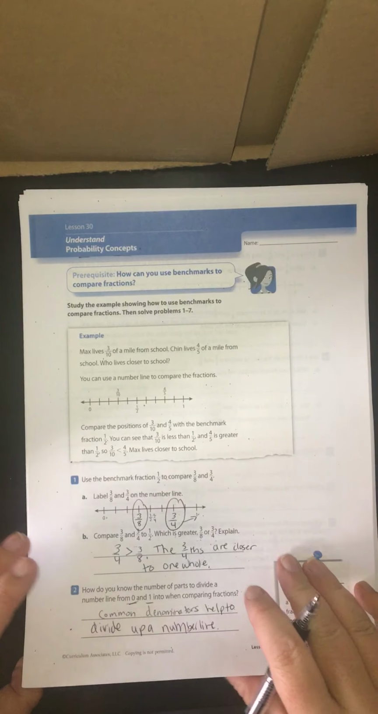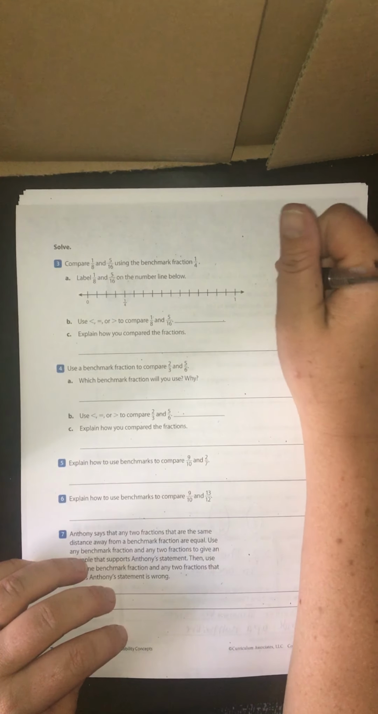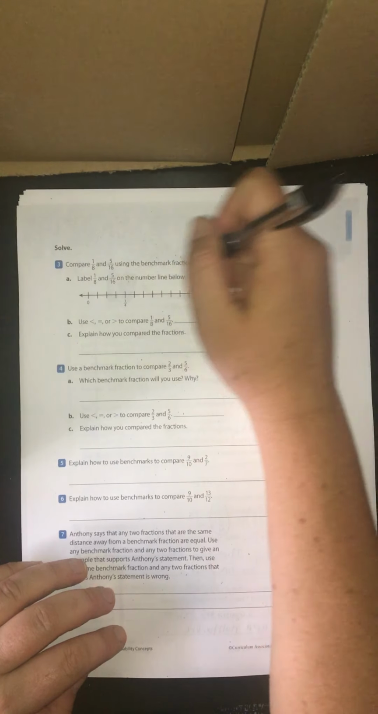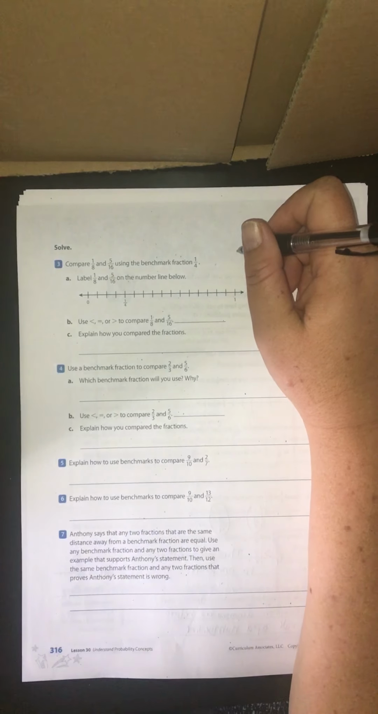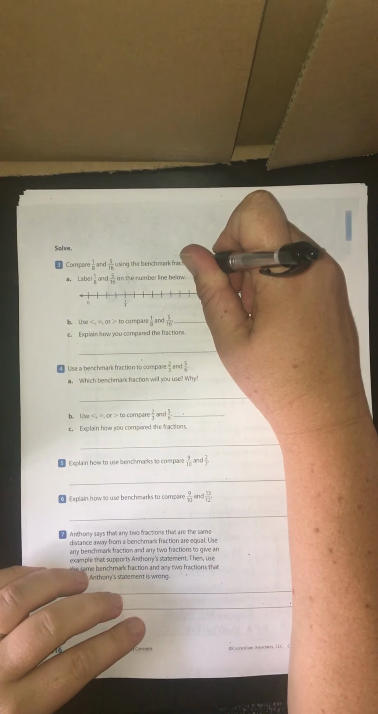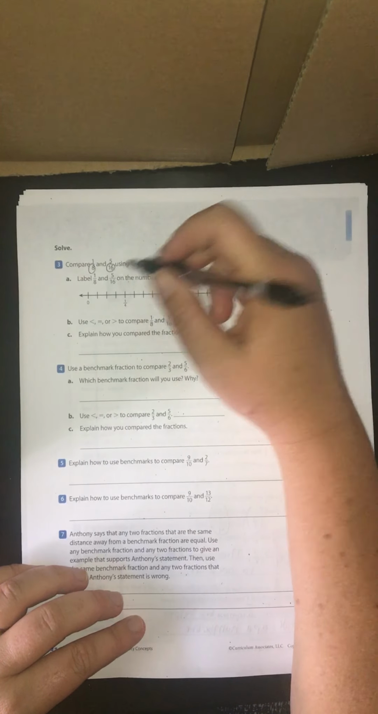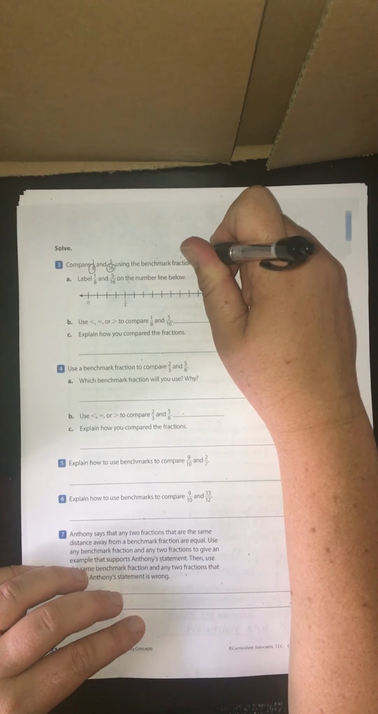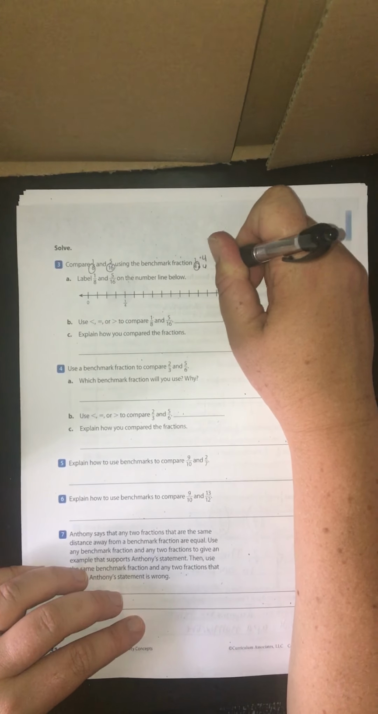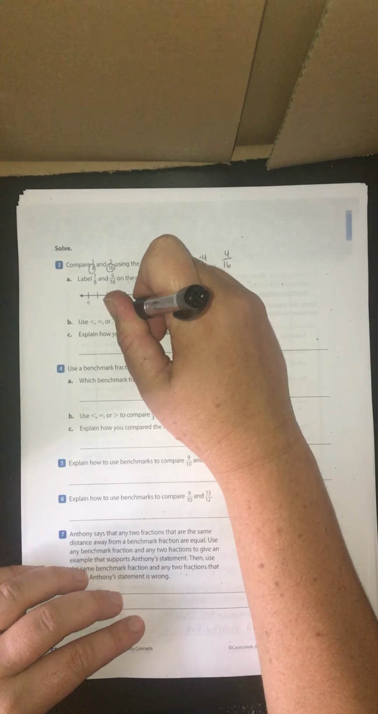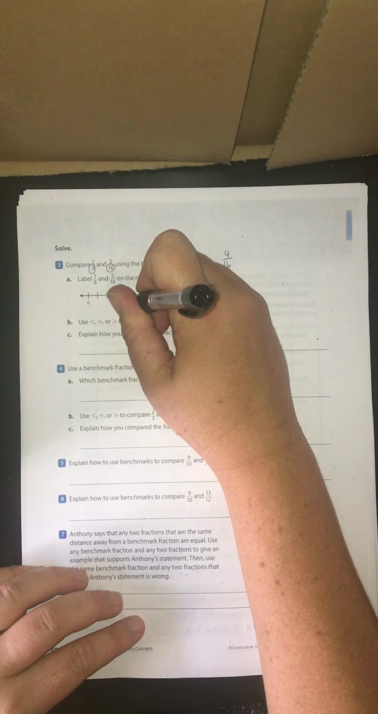All right, and then over here to 3. Compare 1/8 and 5/16 using the benchmark fraction 1/4. Label 1/8 and 5/16. So basically, I got to make sure they're both in 16ths because I just said I was going to do common denominators. So 1/4, I'm looking at 8, 16, and 4. I got to make everything the biggest one. So I got to make everything 16. So 4/16 is right here. Okay, it's the same as 1/4.